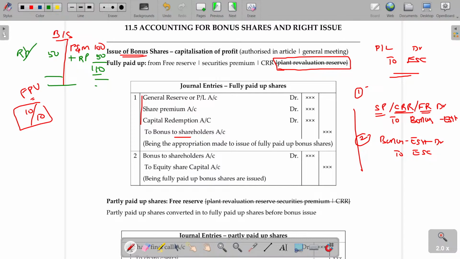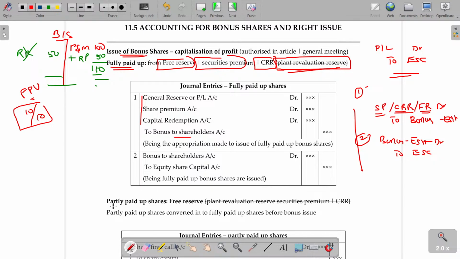No, sir, you cannot use it. So, for fully paid up shares, you can use free resources, securities premium, including CRR. But what cannot be used? Plant revaluation reserve, because it is not in the form of cash. Clear? That is step number 1.